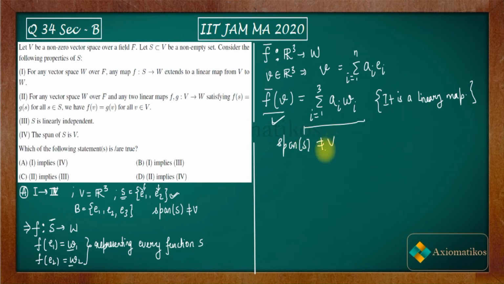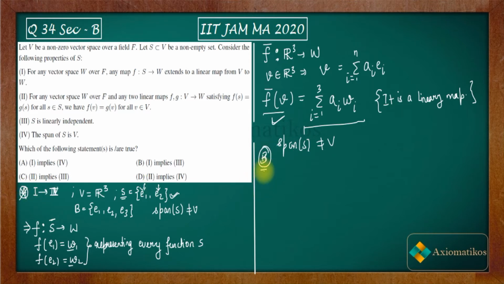Why is span of S not equal to V? Because V has dimension 3 and in your set S you have only 2 elements, so it's not possible at all. If you understand this definition, then you must have got this. If you don't, then you can look at any linear algebra book to understand this definition. I cannot introduce it here because this will make this video very long. Now let us move to option B. So from here your option A is incorrect.